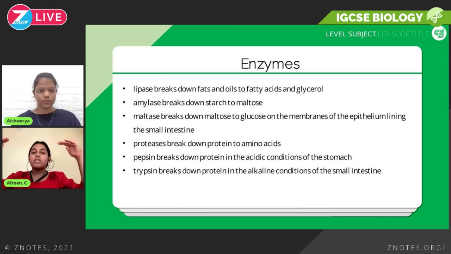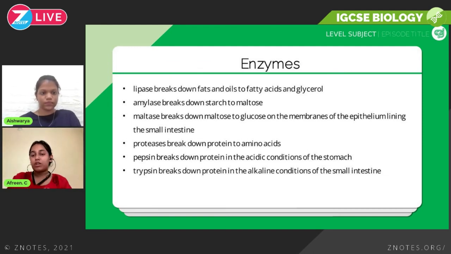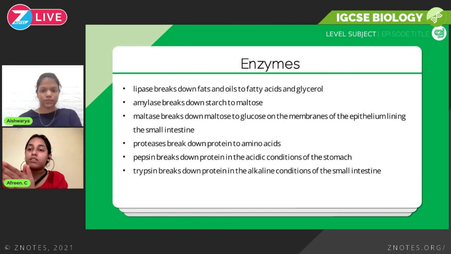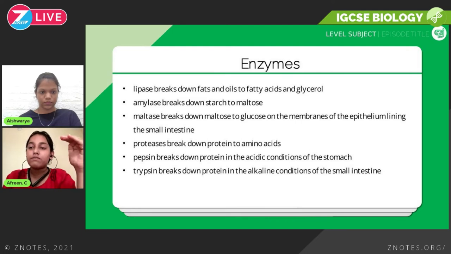When you talk about proteins, we need to know about two specific proteases. That's pepsin and trypsin. Pepsin breaks down protein in the acidic conditions of the stomach, and trypsin breaks down protein in the alkaline conditions of the small intestine. So you need to know the difference between the two proteases. There's pepsin and there's trypsin. Pepsin thrives in acidic conditions and is found in the stomach, while trypsin thrives in alkaline conditions and is found in the small intestine, specifically the duodenum.